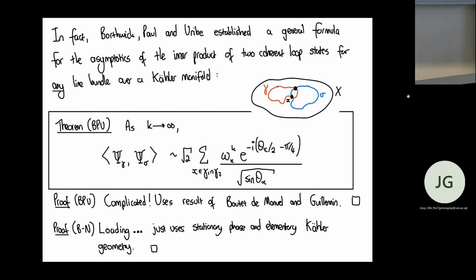Okay. So what we're doing is giving a different proof of that using a more elementary method, namely the stationary phase formula. But the input there is you have to calculate a certain Hessian, and we're busy calculating that Hessian. Yeah.